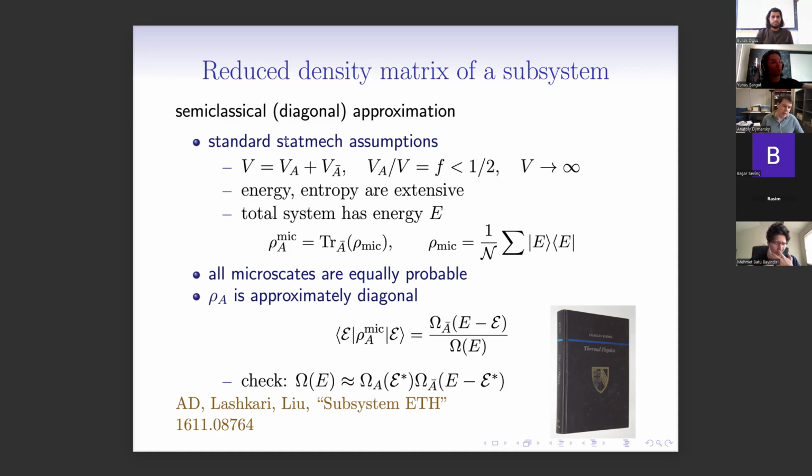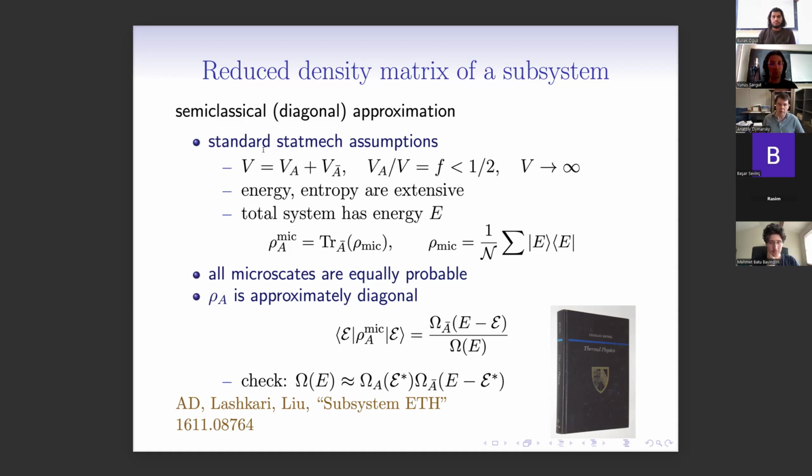And then you say that you have a big system and you split it into two parts: the subsystem, which we will call A, and the complement, which we will call A bar, or complement of A. And then the axiom of statistical mechanics is that if your isolated system has total energy E, then you have equal probability to find the whole system in any microstate with that energy.